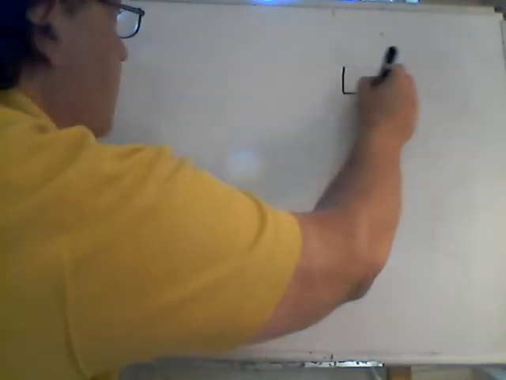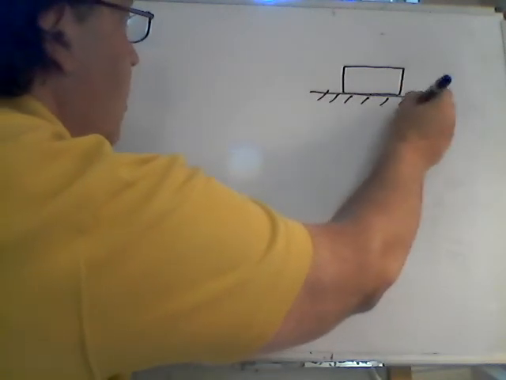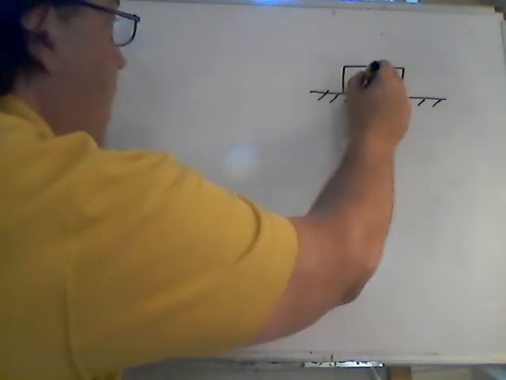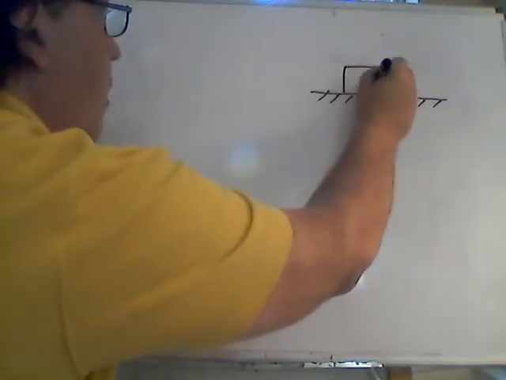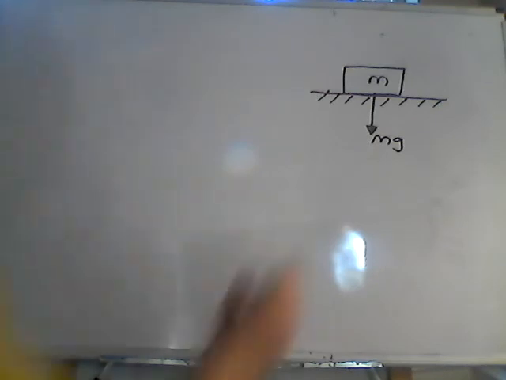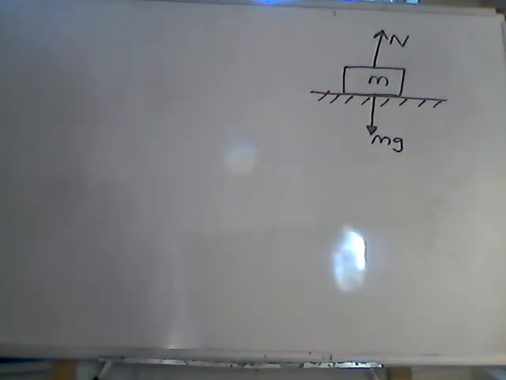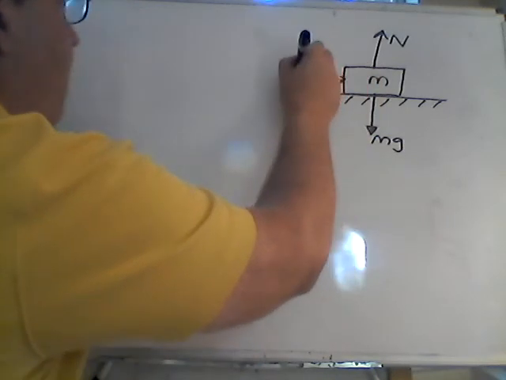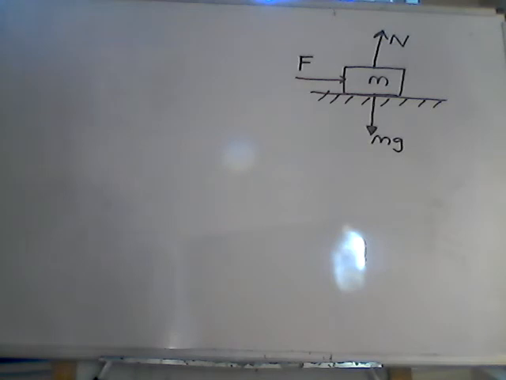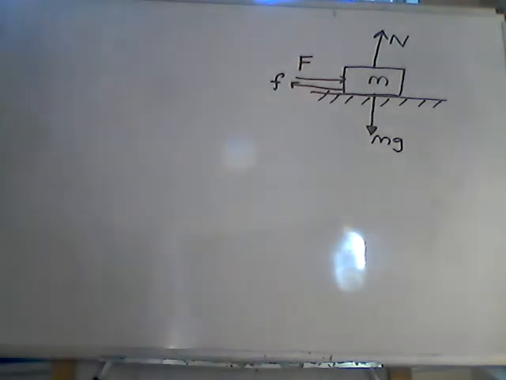I have a box or a crate. It's on a level floor of a shipping dock. Okay, let's put those little hash marks for that. The crate has a certain mass, M. Now, what are the forces on this? Well, we know that there is a weight that the crate is going to experience straight down, mg. We also know that the floor is going to push up on the crate with a normal force, n. We also know there's a horizontal pushing force, F. These are the forces that are on this crate. And of course, we have a frictional force going the other way, little f. Those are the forces on this crate.